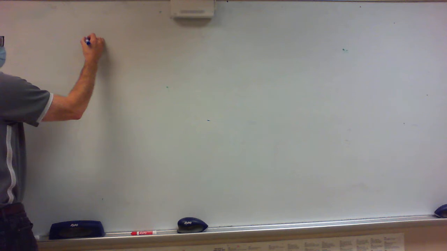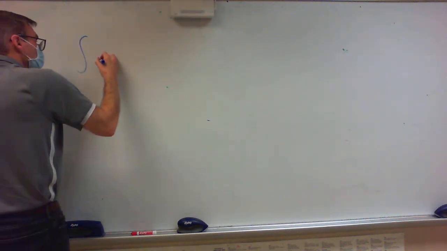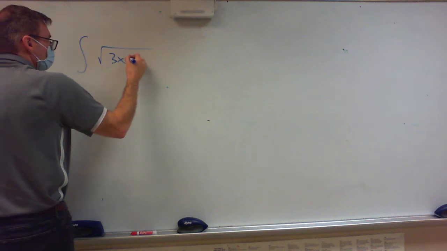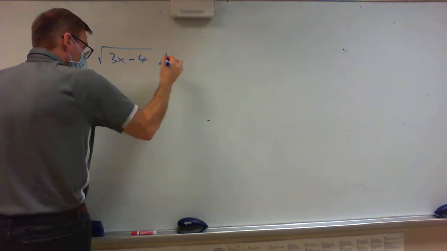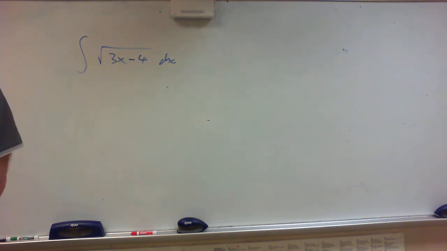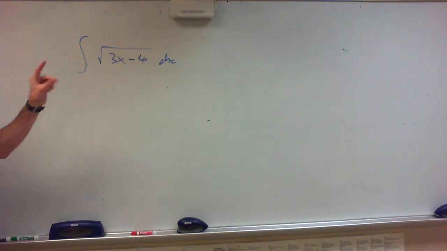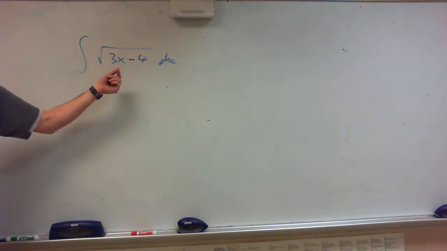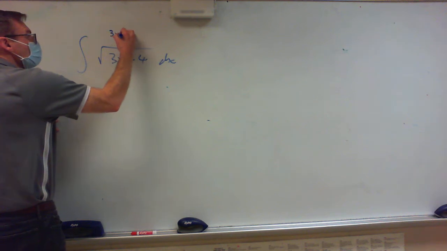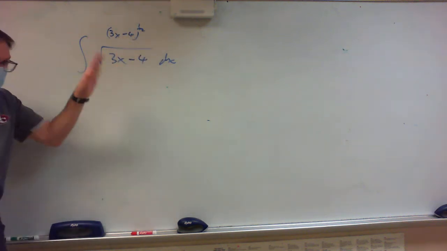So what if I ask for the integral of the square root of 3x minus 4? All right, everybody written it down? All right. What do you see? Stuff to the 1/2. Does everybody see stuff to the 1/2? You look at this and you see 3x minus 4 to the 1/2. So you see stuff to the 1/2.